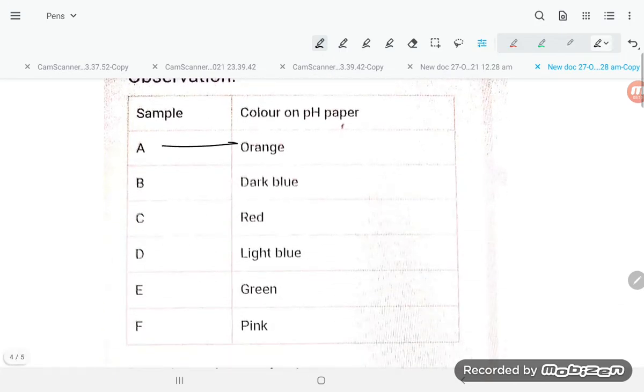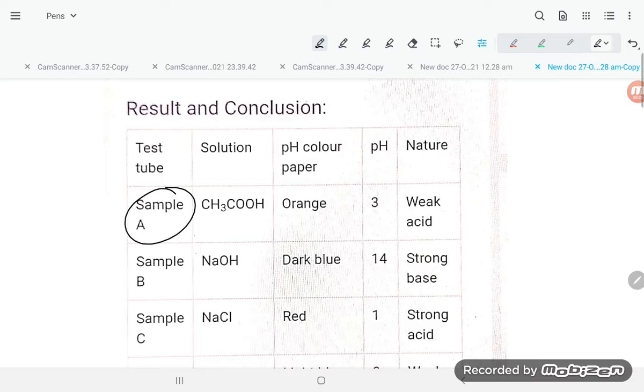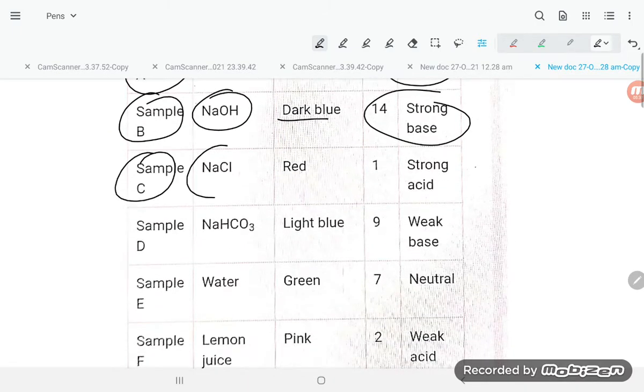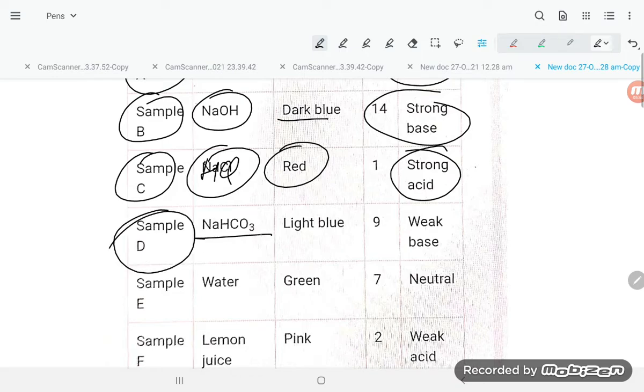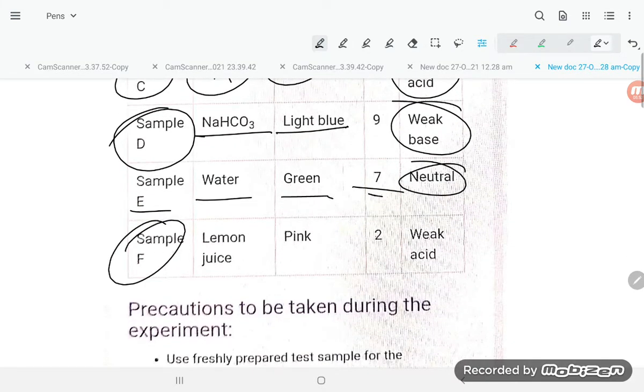A is orange, B is dark blue, C is red, D is light blue, E is green, F is pink. What does this mean, students? A is acetic acid, orange, a weak acid, pH 3. B is NaOH, dark blue, a strong base. C is red, a strong acid. Okay, it is HCl, it cannot be NaCl. D is NaHCO3, light blue, a weak base. E is water, green, neutral, pH 7. F is lemon juice, pink, pH 2, acidic.